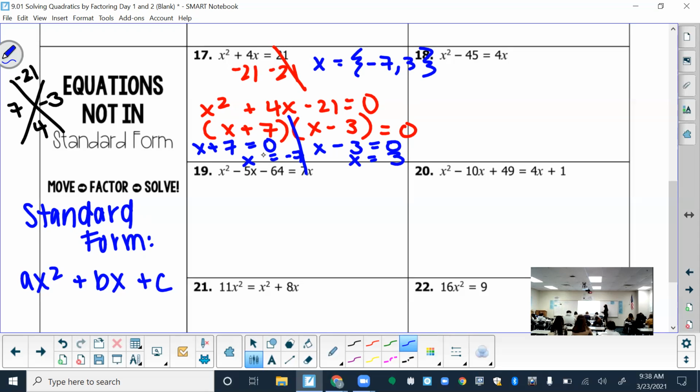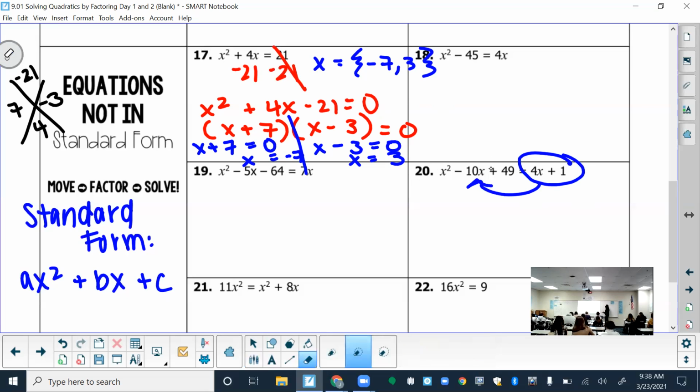All right, so for number 20, we have a little more things to move. And you could decide to move things in any direction. It doesn't always have to be to the left side. Just do whatever's easier. Since in number 20, this side is shorter than this side, I'm probably going to move stuff over here. But I have to do that by basically doing the opposite of what's being done so that I can get one side equal to 0. So I'll just move things one at a time. How can I get rid of this 1?